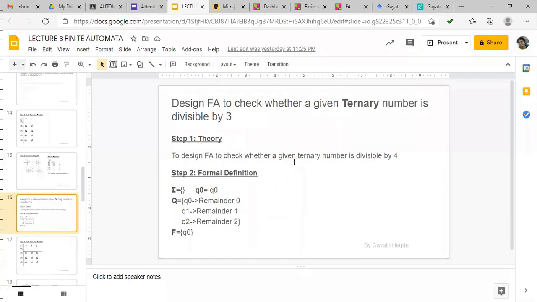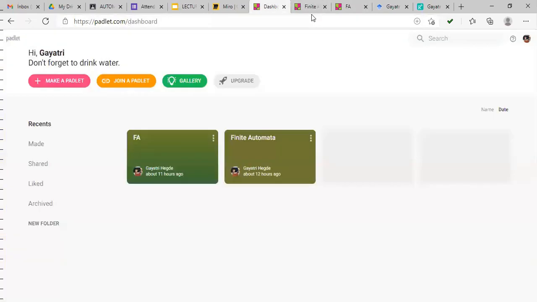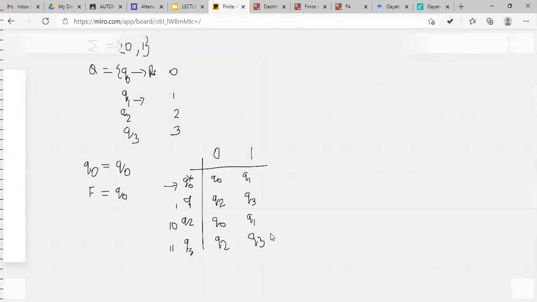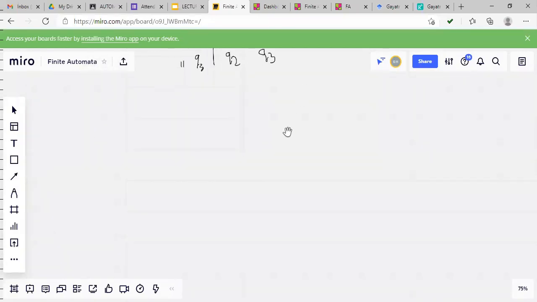Next example, that is, the next number system we'll see, is the ternary number system. The question here is whether the given ternary number is divisible by 3 or not. First we'll understand what is a ternary number.